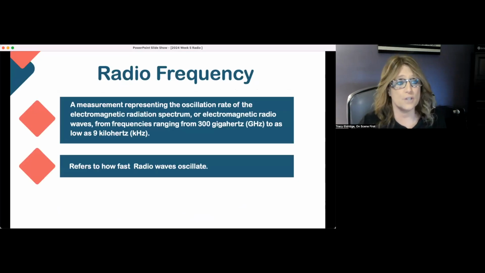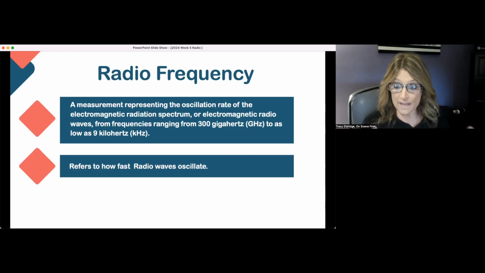As far as the radio frequencies go, radio frequencies are a measurement representing the oscillation rate of the electromagnetic radiation spectrum or electromagnetic radio waves, from frequencies ranging from 300 gigahertz to as low as 9 kilohertz. Now, with that said, that first measurement, I've seen different numbers in different places. I have seen the number 3, I've seen the number 10, and I've seen 9. So I'm going to share with you, just know that a lot of the cutoffs for the ranges when it comes to kilohertz, megahertz, gigahertz is the number 3. So when I show you the actual frequency ranges, you'll see that there's a lot of 3s in there.